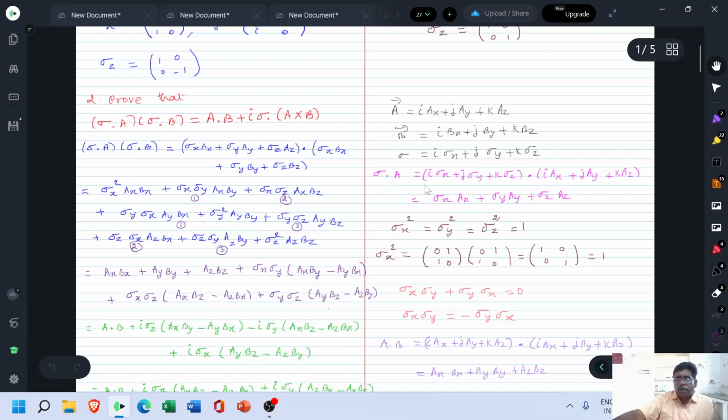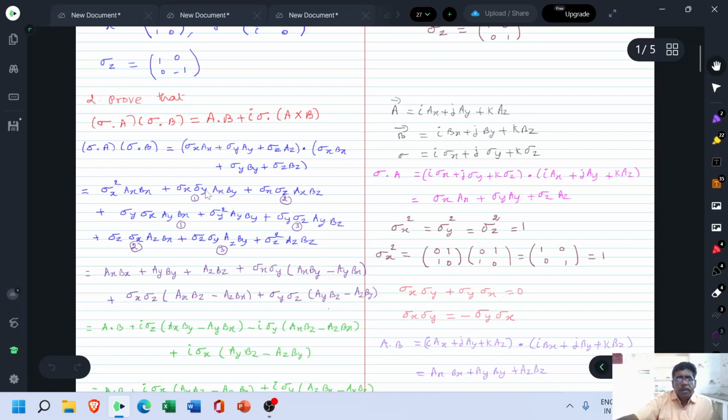If you take the dot product of these two, sigma and a, this is the result. In the same manner, the value of sigma dot b is this much, sigma x bx plus sigma y by plus sigma z bz. So instead of sigma dot a and sigma dot b, we have substituted these values. Make your multiplication, we can get the equation of this form. Here sigma x square equals sigma y square equals sigma z square is equal to 1.